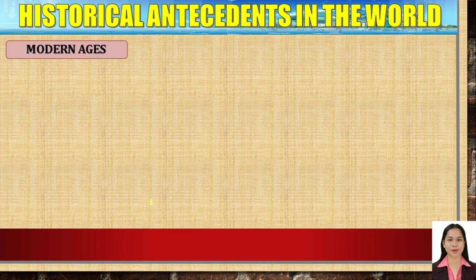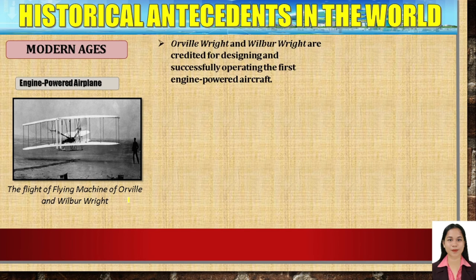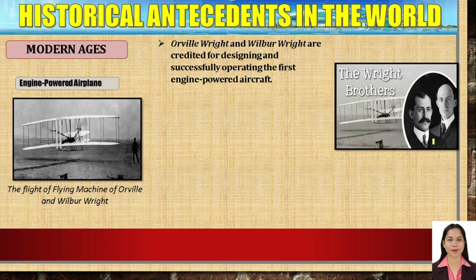Okay, next is the engine-powered airplane. So this engine-powered airplane was, this is the flying machine of Orville and Wilbur Wright. So, Orville Wright and Wilbur Wright are credited for designing and successfully operating the first engine-powered aircraft. So, ito yung dalawang magkapatid na sa kanila credit yung pag-design at pag-operate ng engine-powered aircraft.